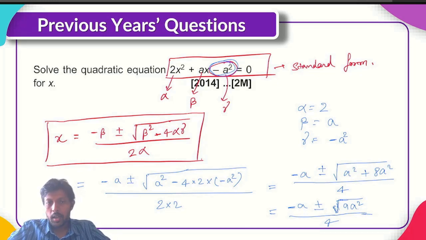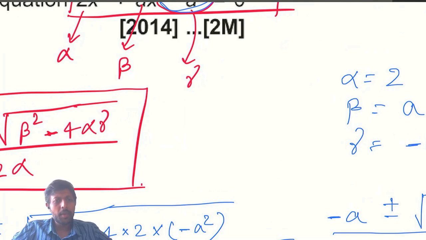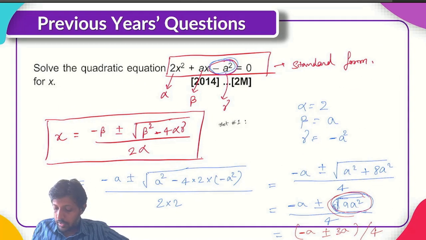Okay, so I have substituted the values and I've done some calculations and I've simplified it to this stage. If you want to further simplify, if we have to find out one root, we'll take a plus sign, and if we have to find out the second root, we'll take the minus sign. So let's say root number 1. For this, we'll take the plus sign.